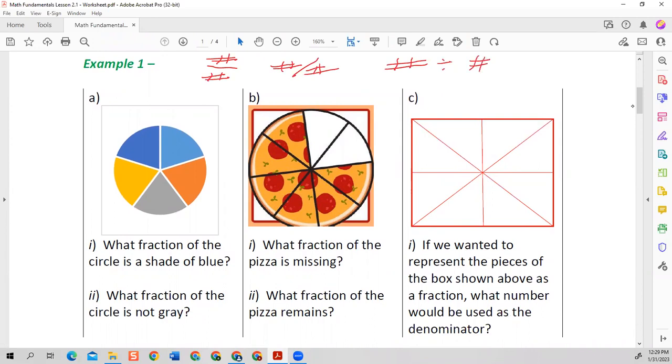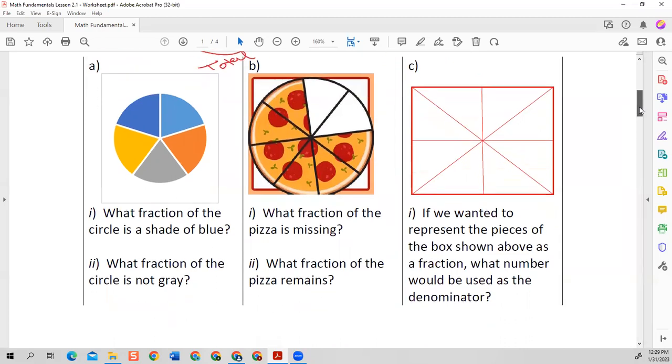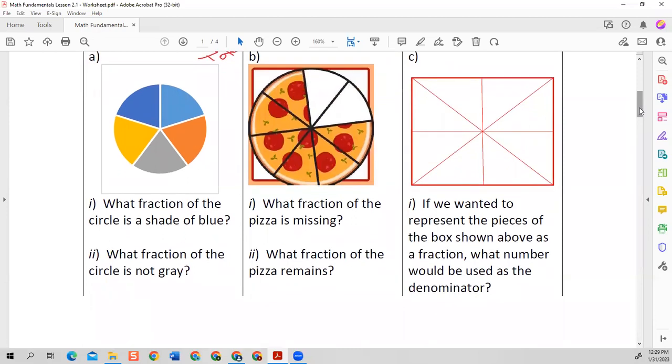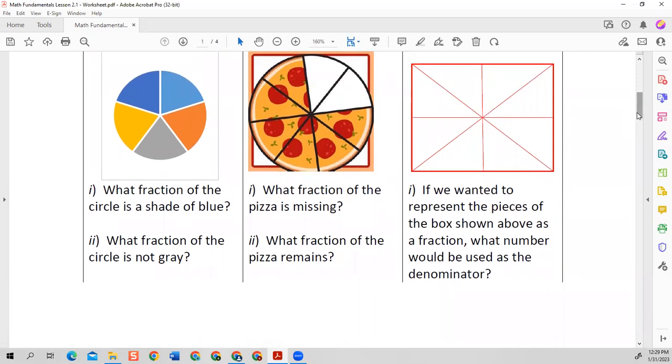However, the denominator is the bottom number, and that is the total. That's the whole. So if we're talking about a part of a pizza, then the bottom number will be the whole pizza, and the top number will be the pieces that we take from it or we leave behind, whichever one it may be. So in example 1 here, we have these three examples showing you parts of a fraction.